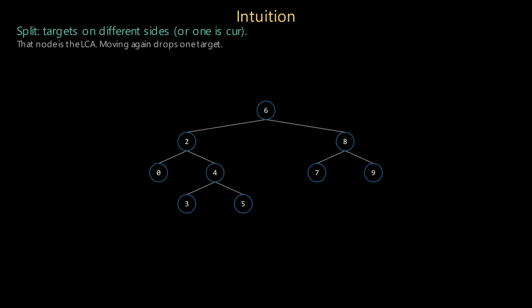For P equals 2 and Q equals 8, at the root 6 we are not in the both smaller or both larger case. 2 is on the left and 8 on the right, so the paths to P and to Q diverge at 6. That makes 6 the lowest common ancestor. Any step deeper into only one subtree would leave the other key behind.